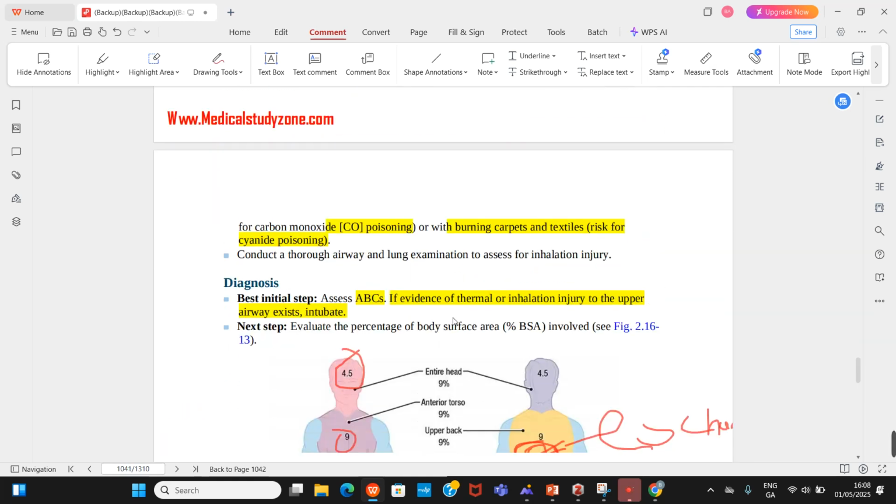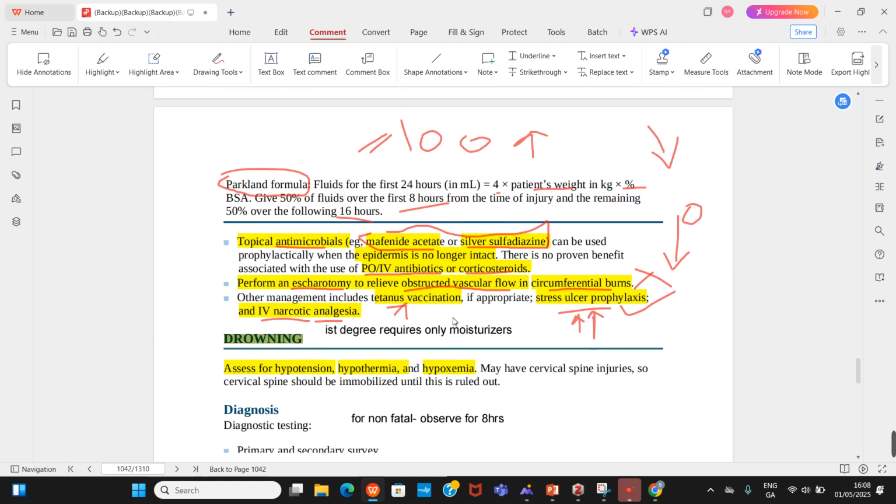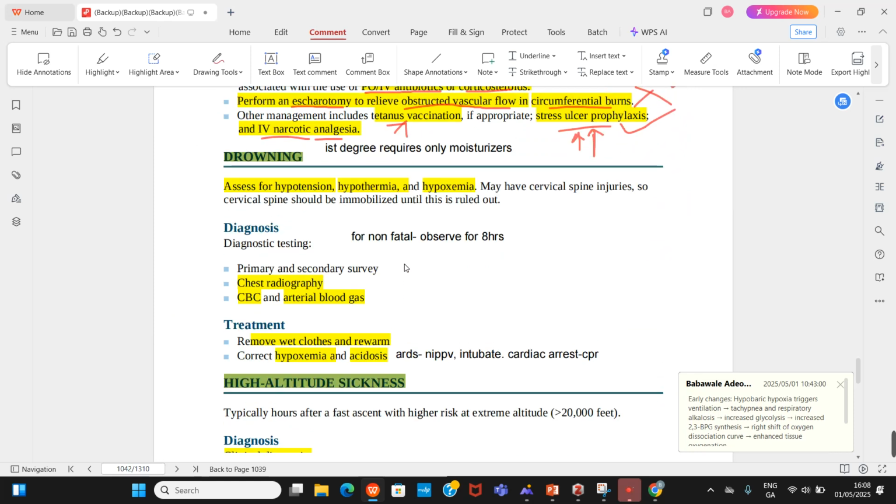All right, so moving on to drowning. Somebody just drowned, they get immersed in water. They can have aspiration, they take in a lot of water that can get to the lungs. So we should assess for hypotension and hypothermia. Once they come in, you still follow the ATLS ABCDs. Look at the airway, look at the breathing, look at the circulation.